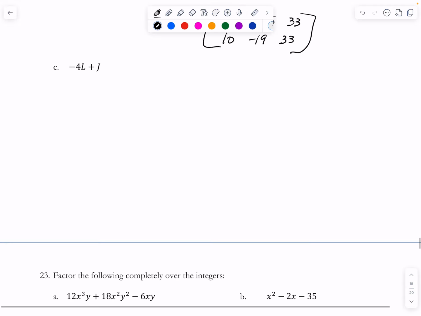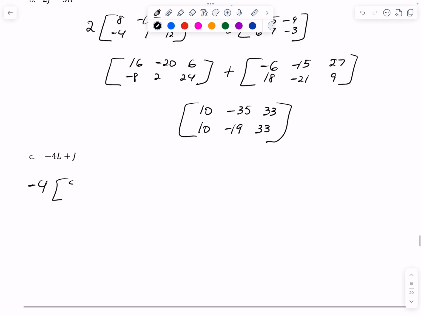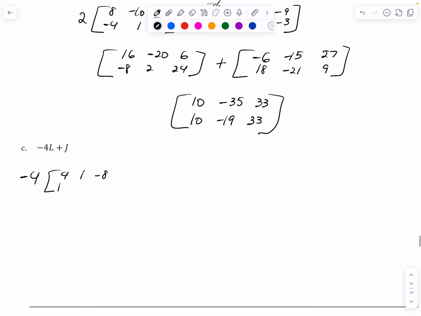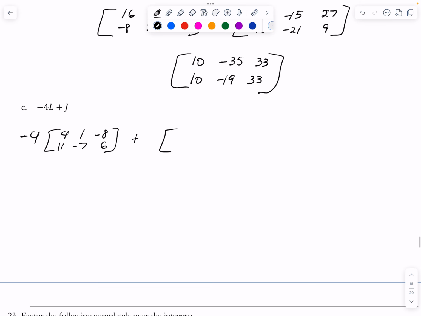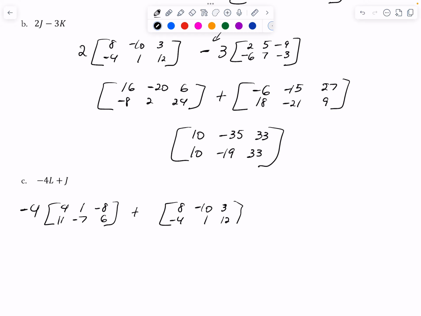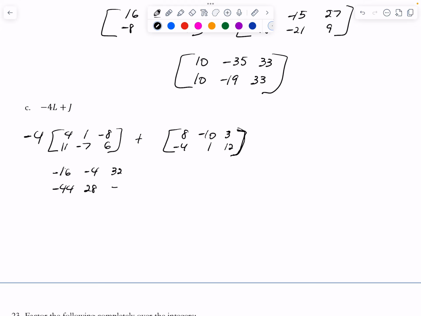Okay, last one. We have -4 times matrix L, which in the first row is 4, 1, -8. Second row is 11, -7, 6. Okay, and then plus J, no scalar product on J, so 8, -10, 3. Second row, -4, 1, 12. So I'm going to do my -4 to get -16, -4, 32, -44, 28, and -24. Copy this matrix.